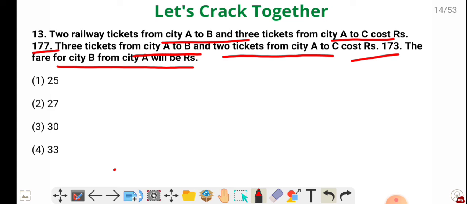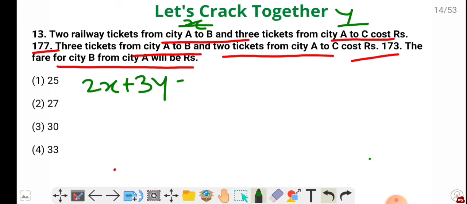As per the given information, just use A to B tickets as x and A to C as y. So 2 tickets from A to B, 2x, plus 3 tickets from A to C, 3y, is equal to 177. And next, 3 tickets from city A to B, 3x, plus 2 tickets from city A to C, 2y, cost 173.